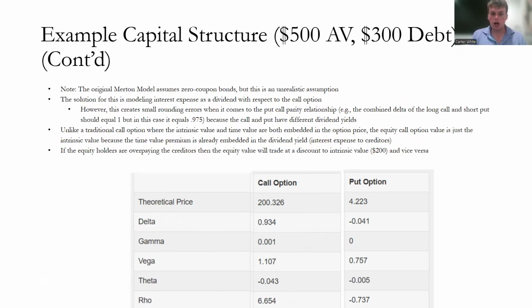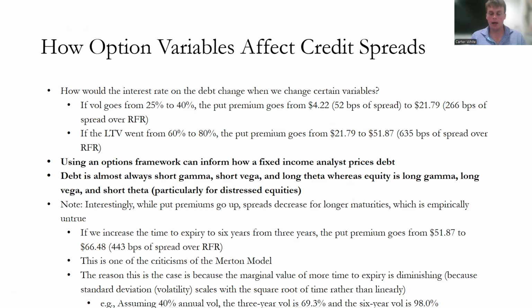So continuing on, I'm not going to really get into this, but if you're really interested, I recommend reading this. It explains the rounding error on the previous slide. The actual original Merton model is a bit less applicable just because it assumes zero coupon bonds, where for the sake of this exercise, I assume a normal bond that pays interest every year, which is more applicable. But there are a few rounding errors as a result of that because you model the call a little bit differently than the put because of the dividend yield. I'm not going to get into that, but if you're interested, I recommend reading this slide and commenting below.